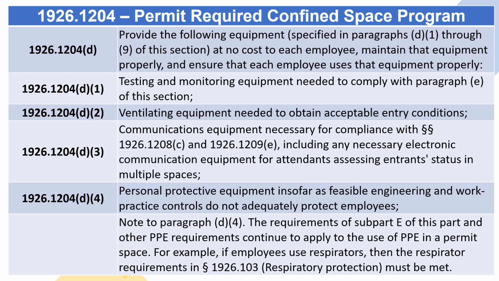Communications equipment necessary for compliance with sections 1926.1208 C and 1926.1209 E, including any necessary electronic communication equipment for attendants assessing entrance status in multiple spaces. Personal protective equipment insofar as feasible engineering and work practice controls do not adequately protect employees. Note to paragraph D4. The requirements of Subpart E of this part and other PPE requirements continue to apply to the use of PPE in a permit space. For example, if employees use respirators, then the respirator requirements in section 1926.103, respiratory protection, must be met.